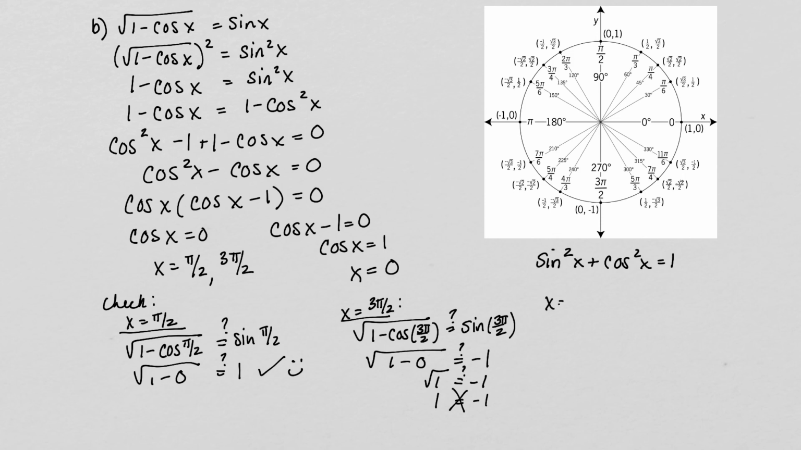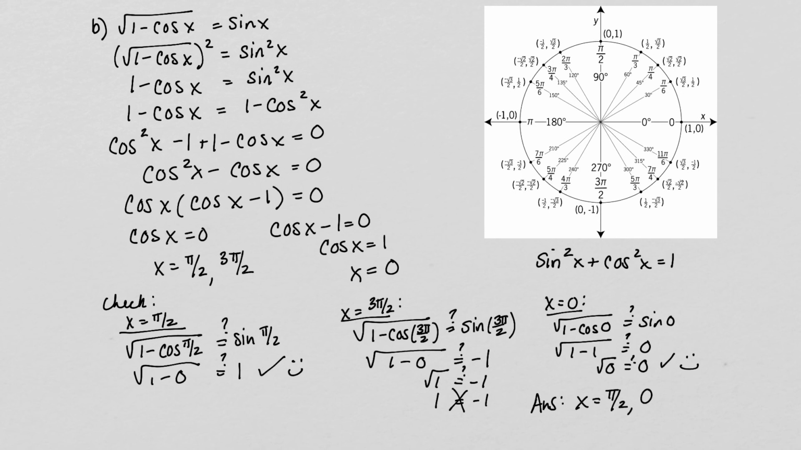And then finally, x equals 0. So is the square root of 1 minus the cosine of 0 equal to the sine of 0? So square root of 1 minus 1, is that equal to 0? So square root of 0 equal to 0? Yes. So we only have 2 answers this time. Our answers are x equals pi over 2 and 0. So just remember, if you square both sides, you do actually have to check your answer afterwards.